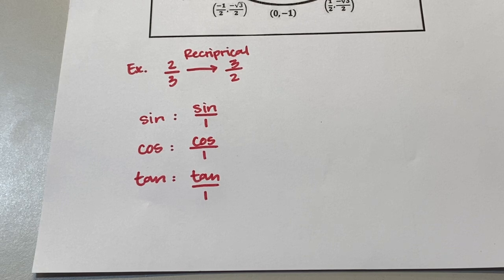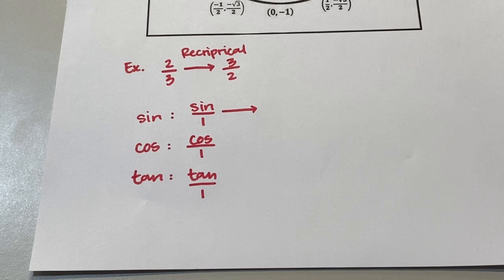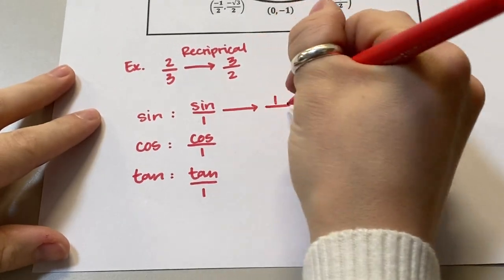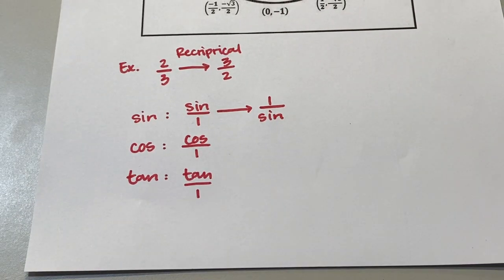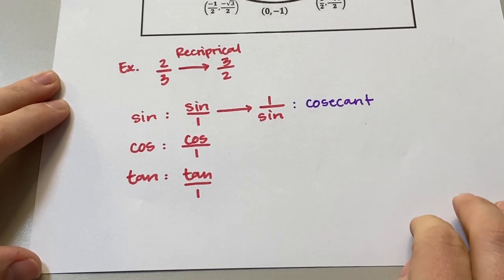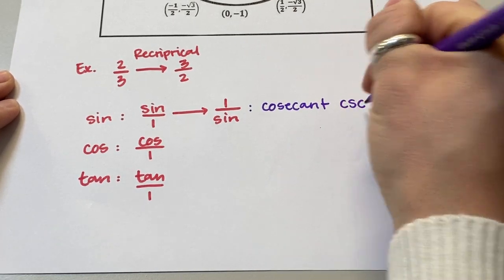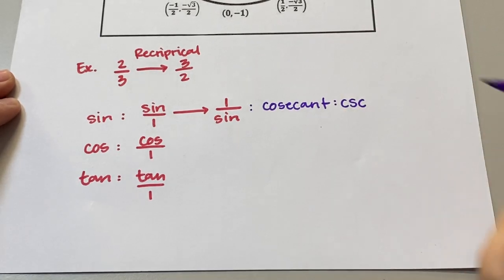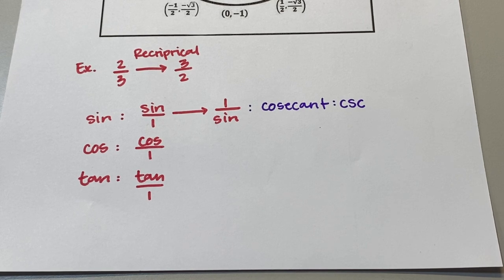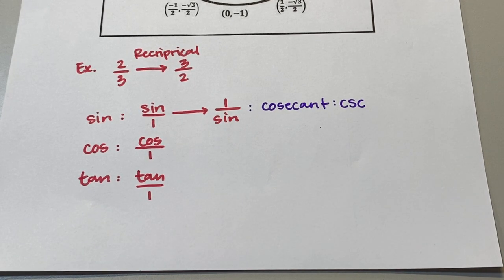Well, here's where these new terms are actually coming into play. They are the reciprocals of these guys. So what is the reciprocal of sine over 1? Don't overthink this. 1 over sine. This reciprocal has its own name. We don't call this 1 over sine. We call this cosecant. That's its long version of the name. The abbreviation of this is CSC. So cosecant or CSC for abbreviation. It is the reciprocal of sine over 1. It's like they hold hands with each other, right? They're just the reciprocals of each other.